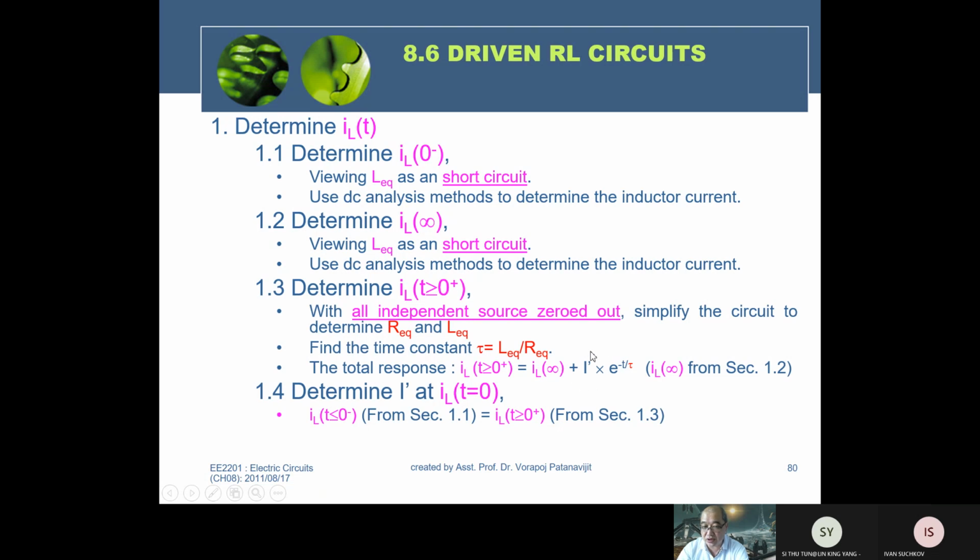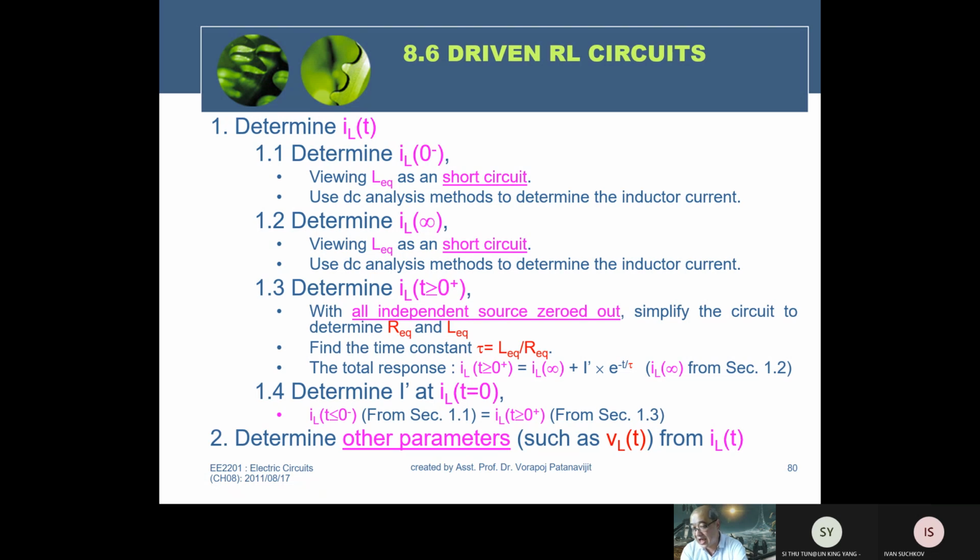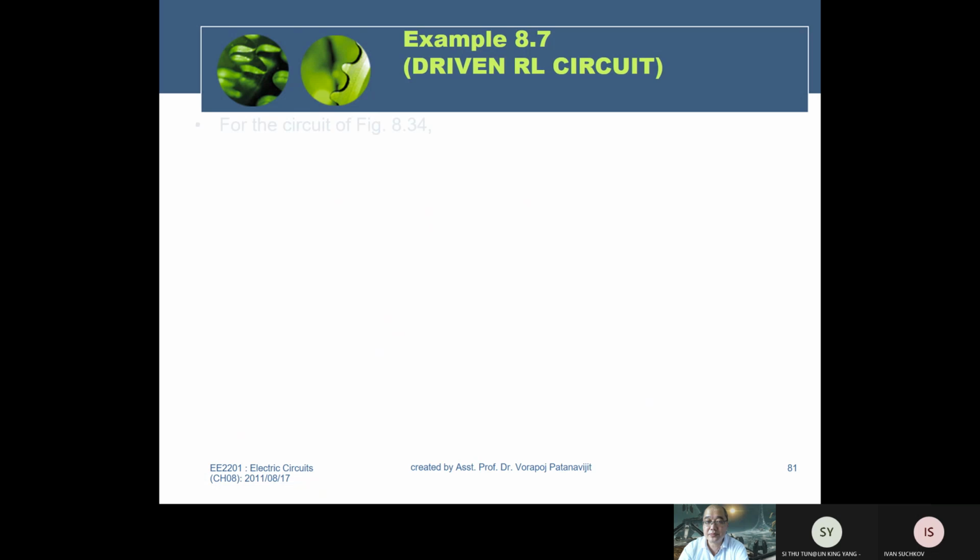And the last one, you determine this initial condition value I naught by setting IL for time greater than 0 equal to IL for time less than 0, and you can get I naught at that point. After that, if you would like to determine other parameters such as VL, IR or others, you derive them from IL only. Only IL, the inductor current, you can trust. You can believe it. The other parameters you cannot.